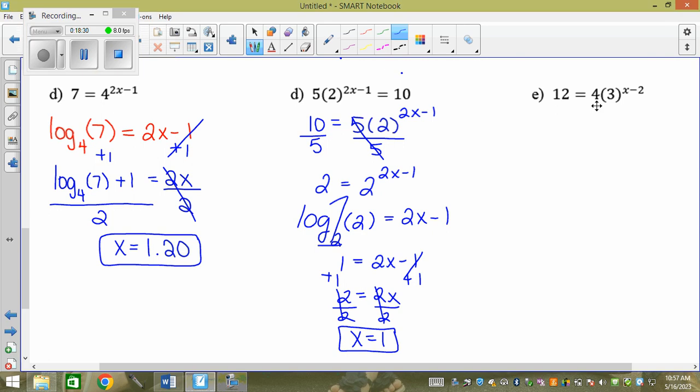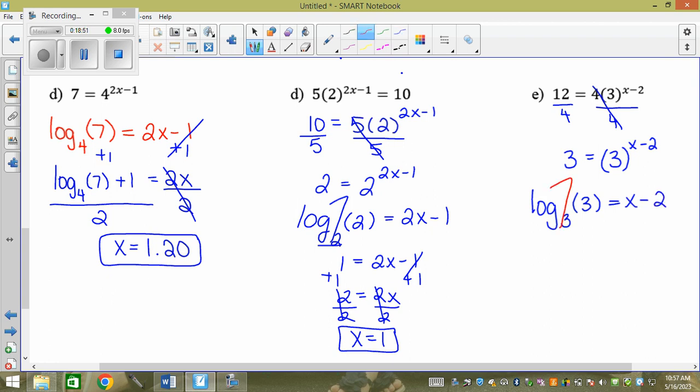Oops. So this one, you would divide the 4 over first, always. If we have an initial and a final, we divide them. Are they always going to work out into nice like 3's and 3's? No. We just happen to do that. So we get log base 3. What goes beside it? 3, and it equals x minus 2. What is log base 3 of 3? Just a big old 1.